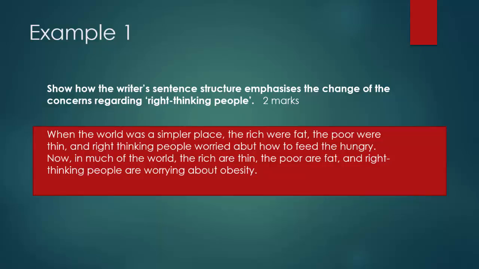obesity." So straight away, using my sentence structure checklist, I have identified that the writer's using repetition of the rich, the poor, and right-thinking people, as well as creating a contrast between what the world was like and what it is like now.